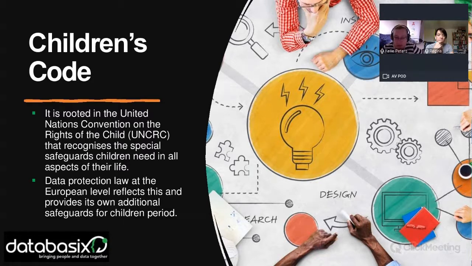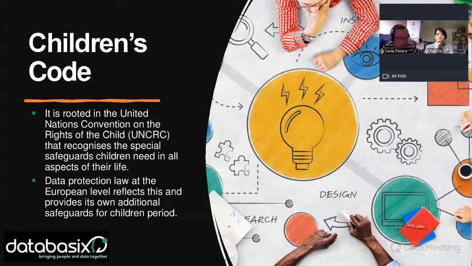So what is the Children's Code? The Children's Code is heavily rooted in the child's right to privacy. You're familiar with the fact that as individuals, we all have the right to privacy. It's a human right. It's not just something that is enshrined in data protection, but certainly the United Nations Convention on the Rights of the Child recognises that there have to be special safeguards in place when we are talking about children. And obviously data protection, both at a UK and a European level, reflects this in the various safeguards that are in place.